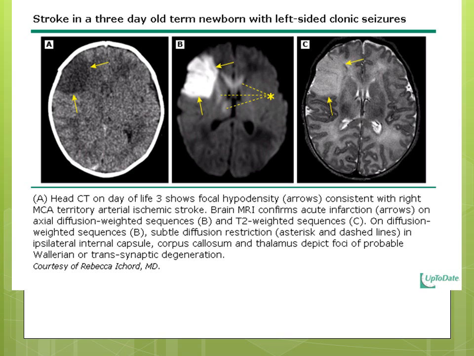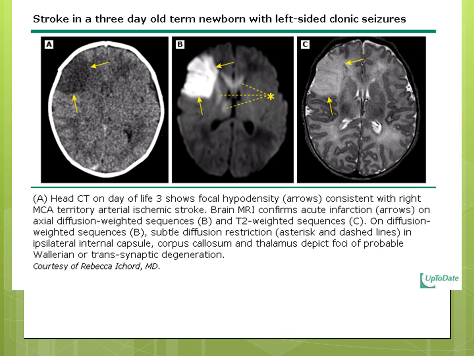Here's an example of an MRI, and this is actually a newborn, but I wanted to show the stroke and the effect. So A is a head CT on day 3 of life showing focal hypodensity. The arrows are pointing to an area that has been damaged. And this is consistent with a right middle cerebral artery infarct.